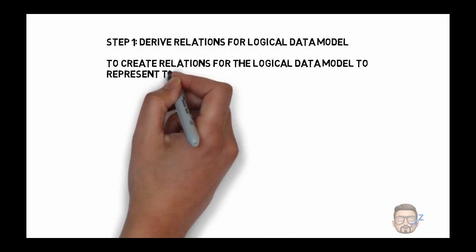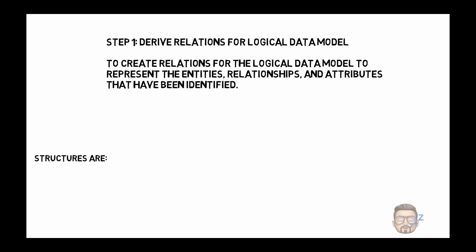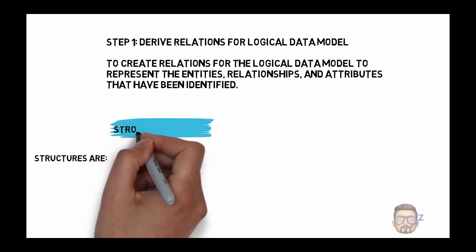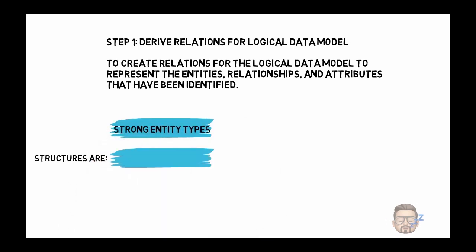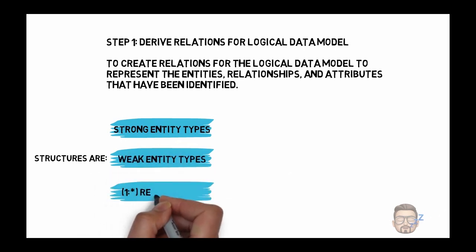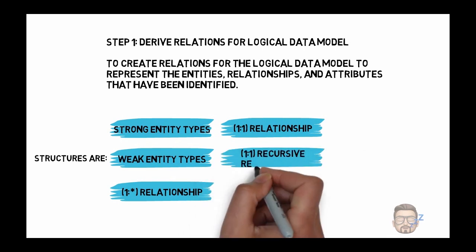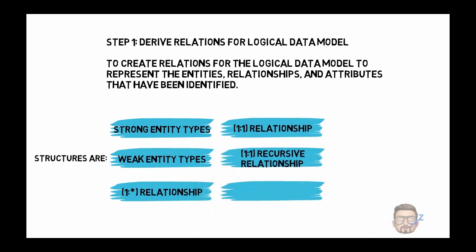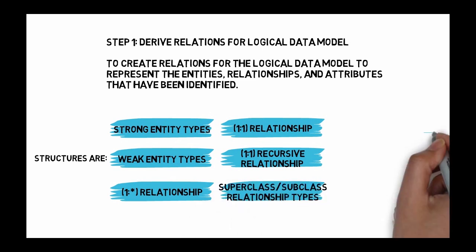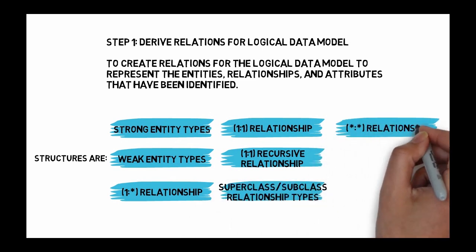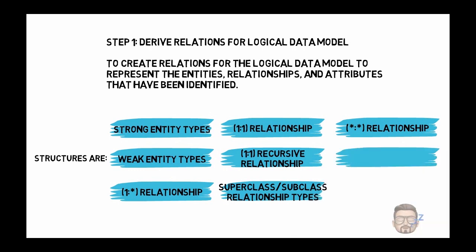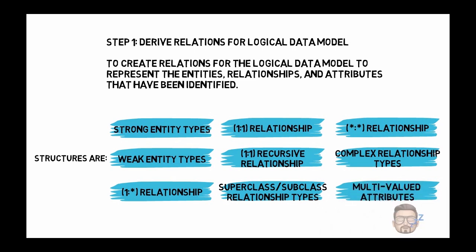The first step is to create relations for the logical data model to represent the entities, relationships, and attributes that have been identified. The structures are strong entity types, weak entity types, one-to-many binary relationship types, one-to-one binary relationship types, one-to-one recursive relationship types, superclass or subclass relationship types, many-to-many binary relationship types, complex relationship types, and also multi-valued attributes.